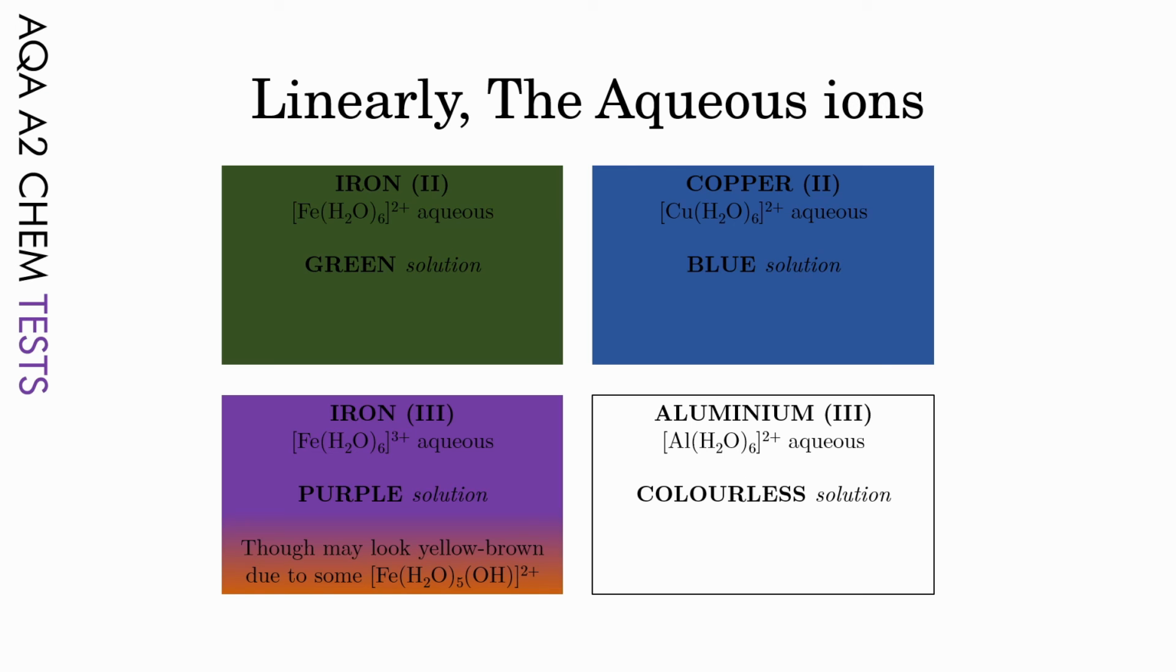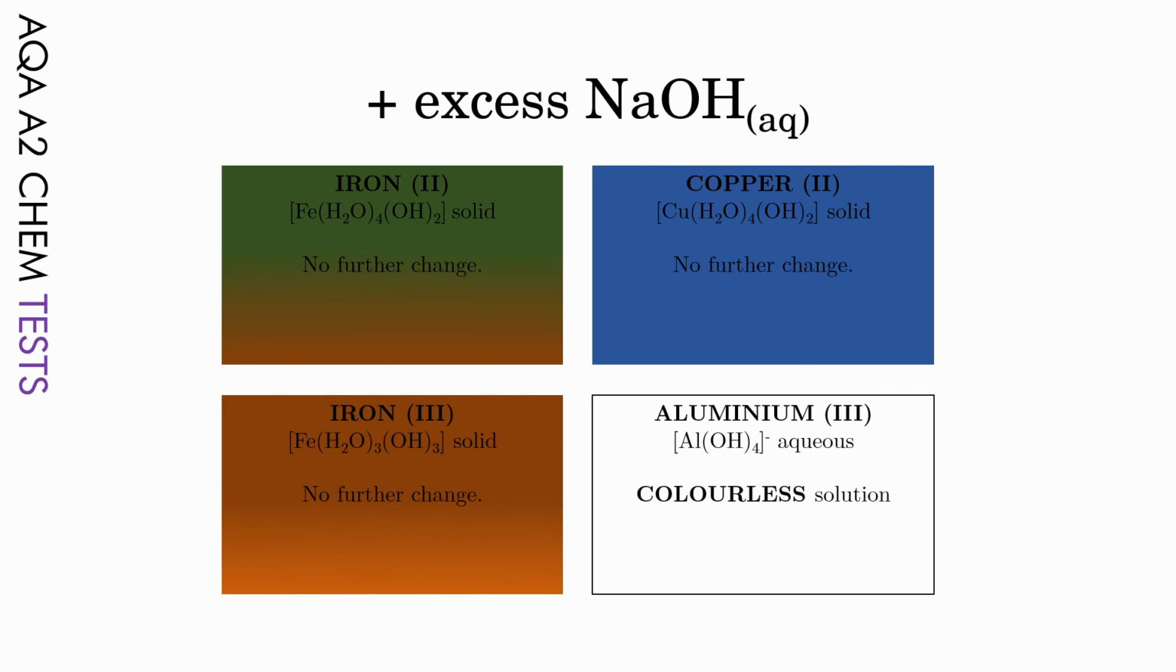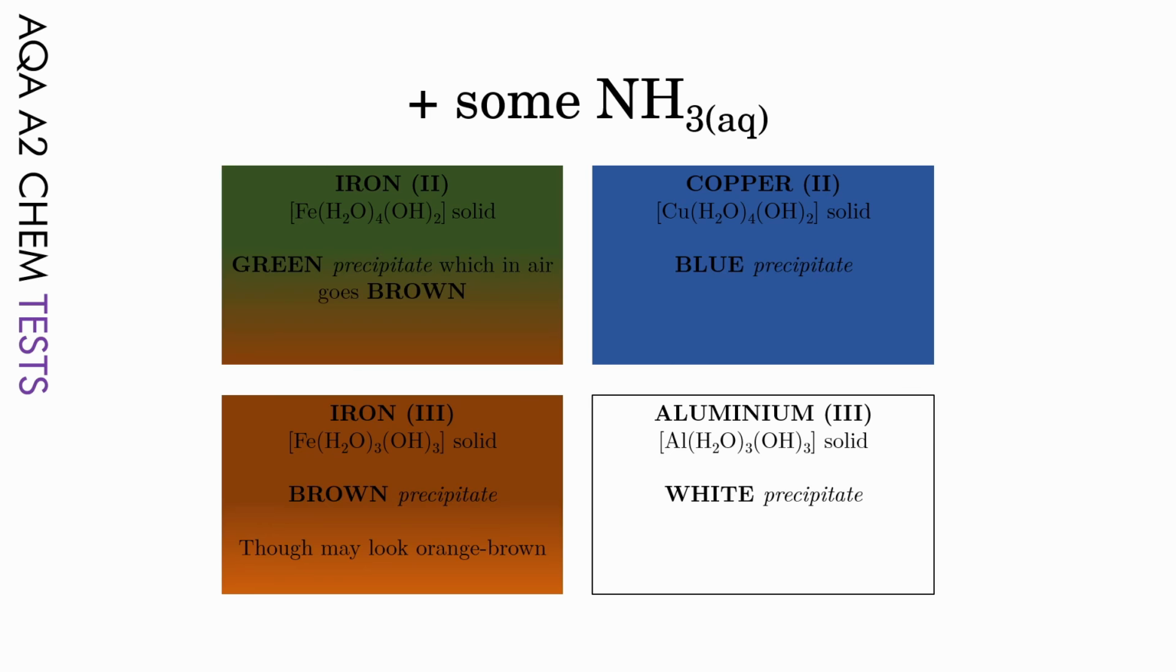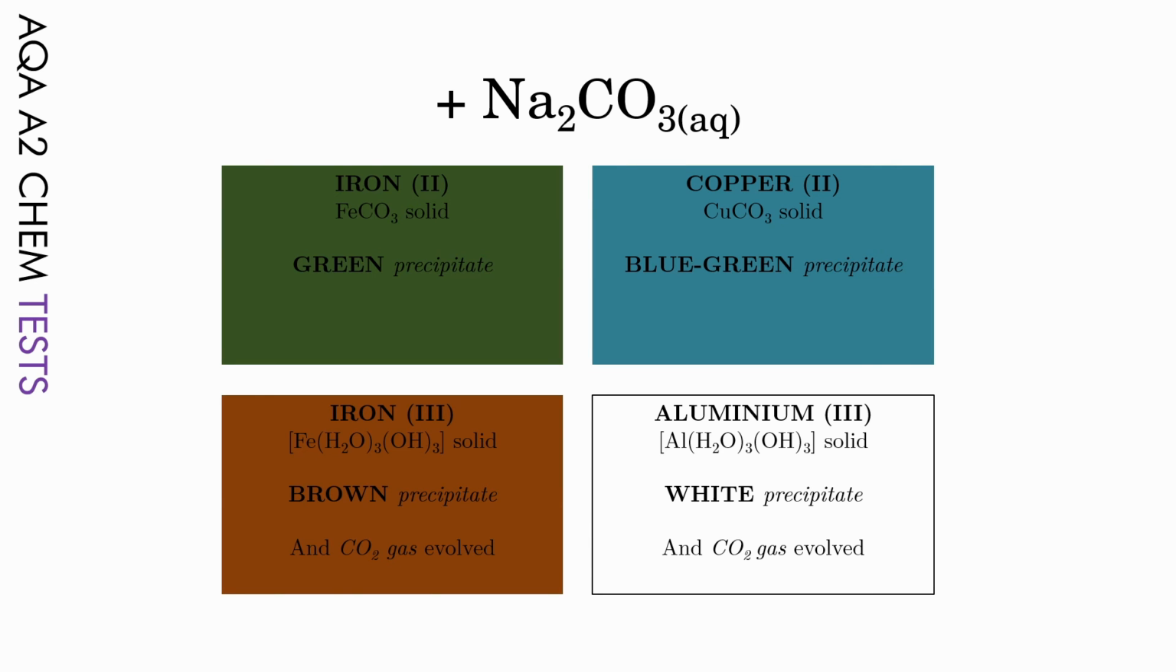Iron 2 in aqueous form is a green solution. Add some sodium hydroxide, it's a green precipitate which in air goes to brown. Add excess sodium hydroxide, no further change. Add some ammonia, it's a green precipitate which in air goes to brown. So I'm guessing no change with excess ammonia. Add excess ammonia, there's no change. Add some sodium carbonate, it's the green precipitate of FeCO3.